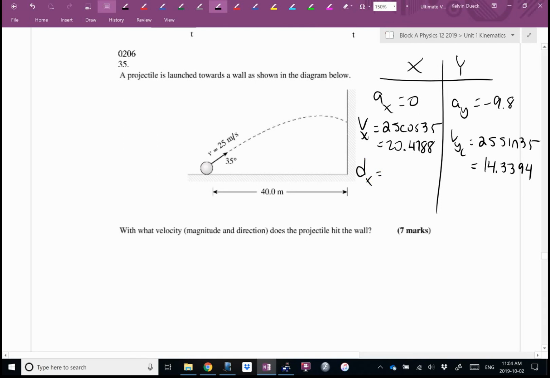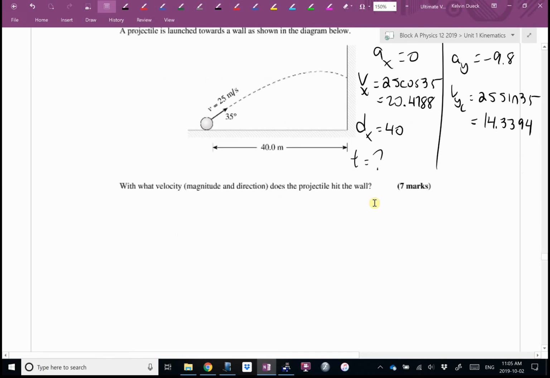Because when they gave me a dy from a cliff, Liam shook his head. No, I think to the right is positive, so we can let dx be 40. Which column can I find time with? Which equation can I use to find time?